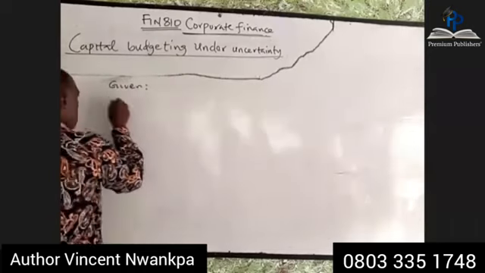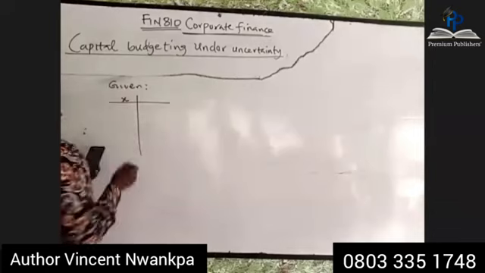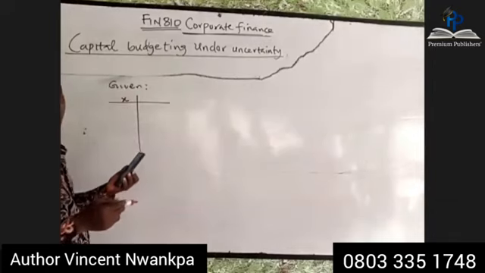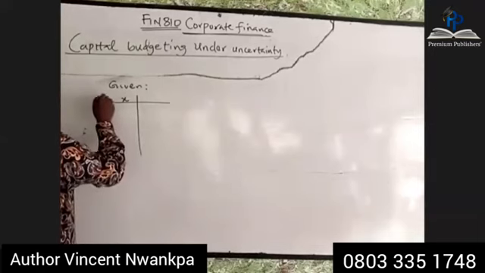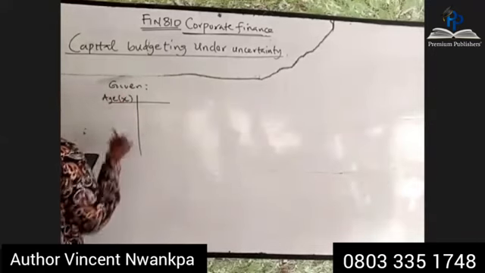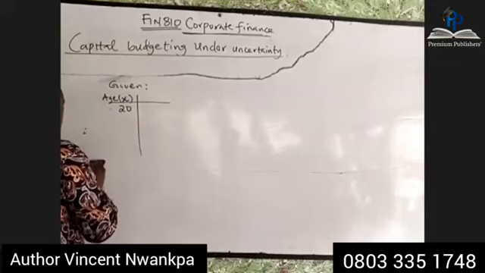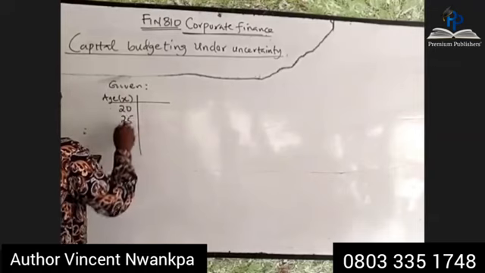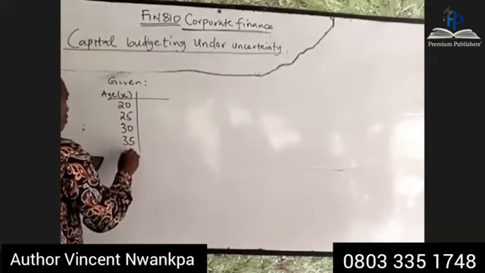Even I have a table like this. Maybe I call this one X. That is the variable, or the age of people. Let me say it's age, but I believe that's the variable. This is 20, 25, 30, 35, 40.